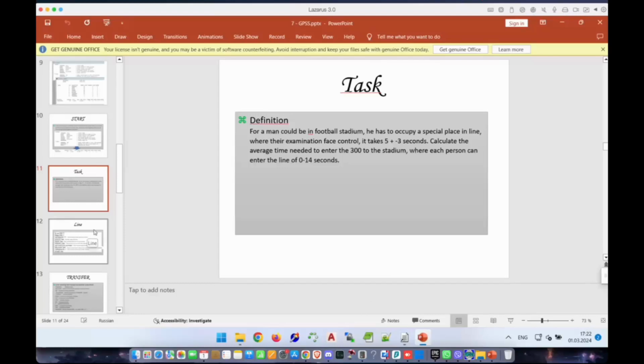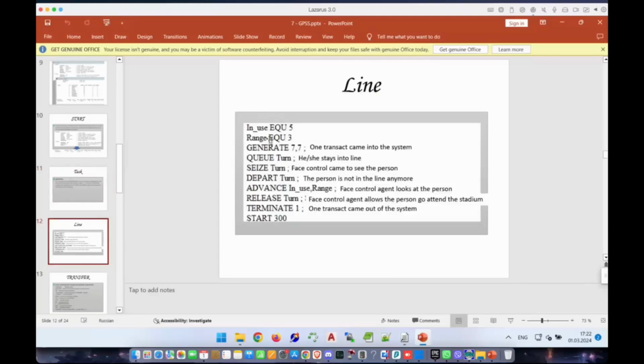Maybe I will show you first the implementation, which includes additional knowledge. So here we have this implementation, but we have additional variables to be separately specified, and then we can use their values. The variables are in use and range. In use is equal to 5, range is equal to 3. And as you can see, we can use them instead of numbers.